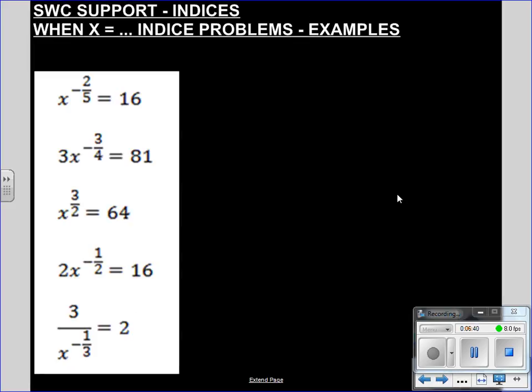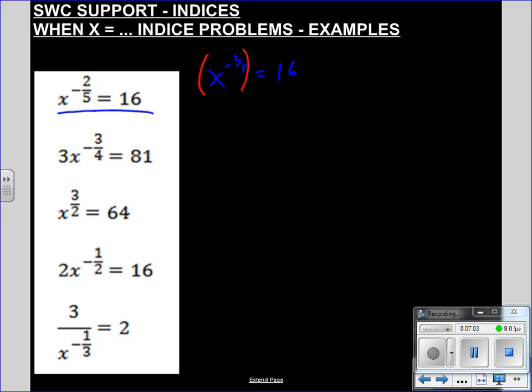And now we're on to more examples. This is a situation when we've got x to a power equals 16, and we're trying to get x by itself. So find x. My recommendation to you is not to start moving everything and writing fifth roots and all that kind of stuff. Let's just use the indice rules that we know.